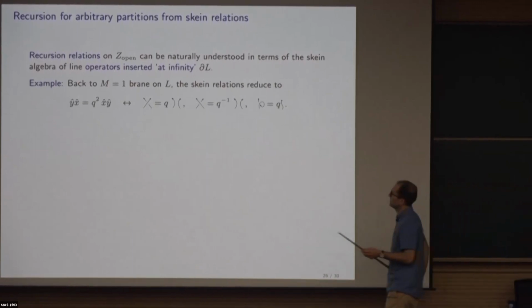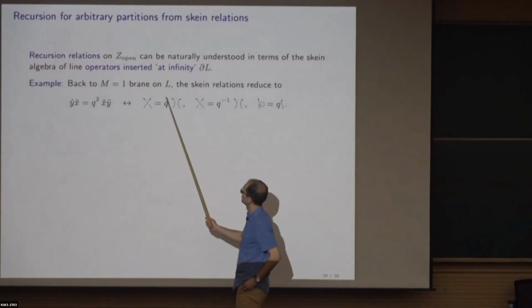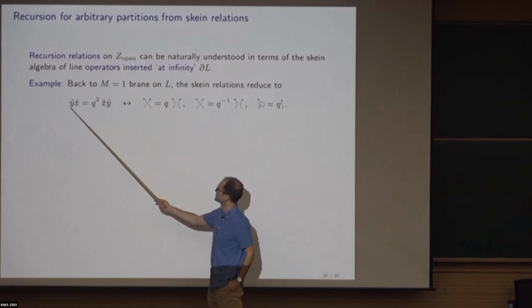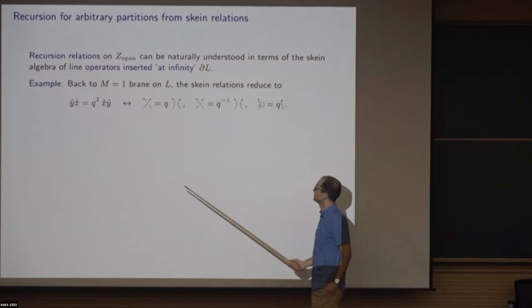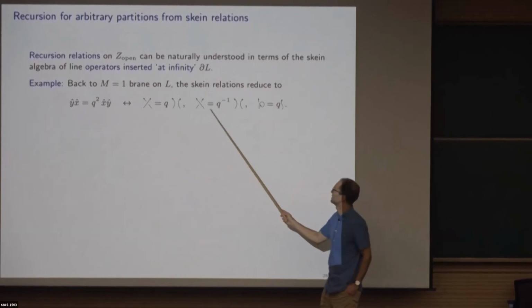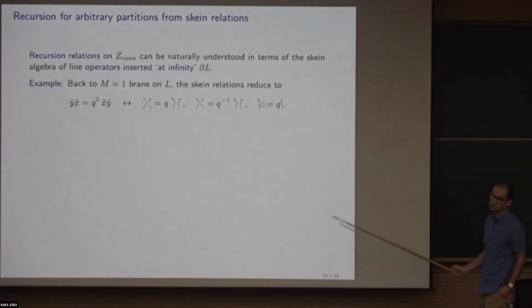So let's start with the abelian example. Back to the single brane that we discussed before. Remember, we had two operators, y hat and x hat. They q-commute in this way. And this q-commutator came, as I said, from the U(1) skein relations, which take this simple form.